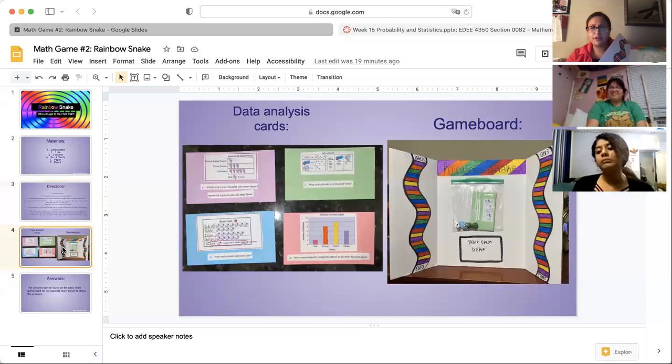And here's a better image of the game and the data analysis cards that I included in there. And that's pretty much it. I hope I made that clear, that it wasn't too confusing to understand.